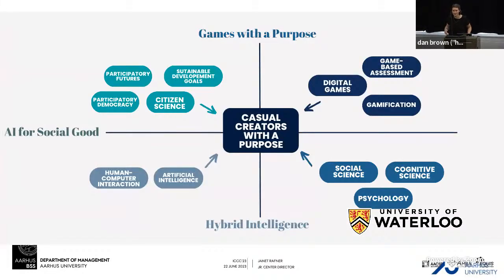As I listed my numerous interdisciplinary backgrounds, it is an interdisciplinary effort. And so the large team working on this brings together expertise from digital games and gamification, as well as participatory futures, AI for social good, as well as, of course, AI and HCI, and then also from a psychology side and a cognitive science perspective. So this is all brought together into what we're calling casual creators with a purpose. Probably many of you here have heard of casual creators. That came out of ICCC as well.